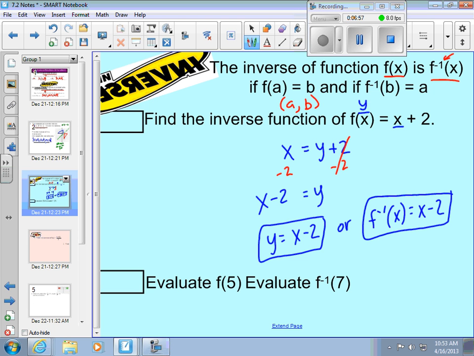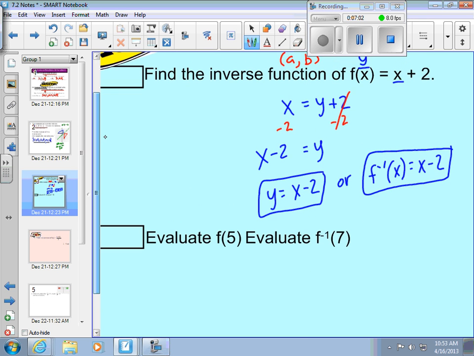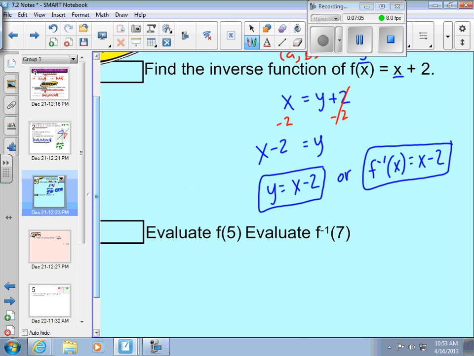All right, now what we said is if we are to take the inverse and plug it in, we should get the opposite value. So here, let's take our original function, f of x equals x plus 2. Let's see what we get when we plug in 5. If we plug in the value 5, we get 5 plus 2, which equals 7. So that means there's an ordered pair, 5, 7. If we do the inverse, we should get the opposite value. So if we plug in 7, we should get 5. Let's check and see if it works.